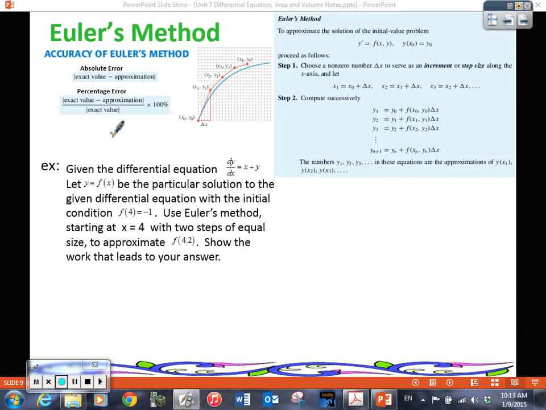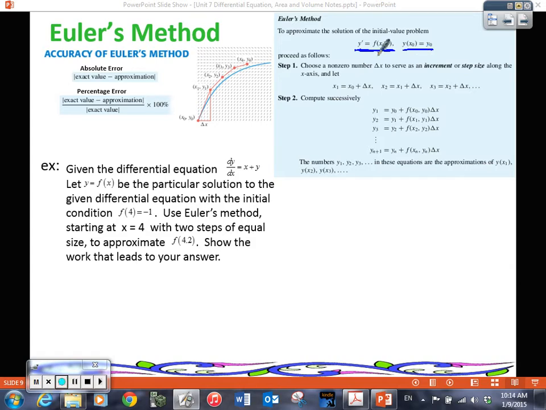In order to use Euler's method, you need a differential equation and you need an initial condition. You need those two things to be able to use Euler's method. So let's talk about what this means, because they use it down here. It's y prime, so dy/dx equals f(x, y). Well, f(x, y) means that you substitute the x and the y value into the function and you get an answer.